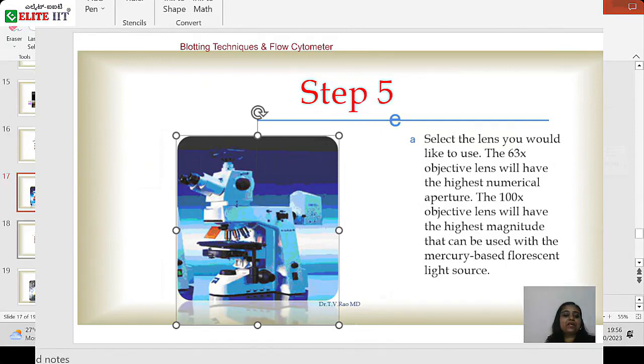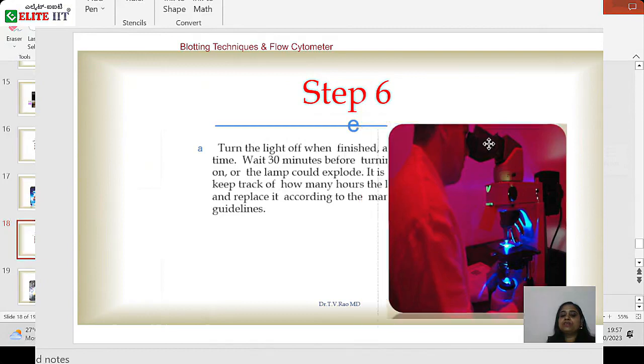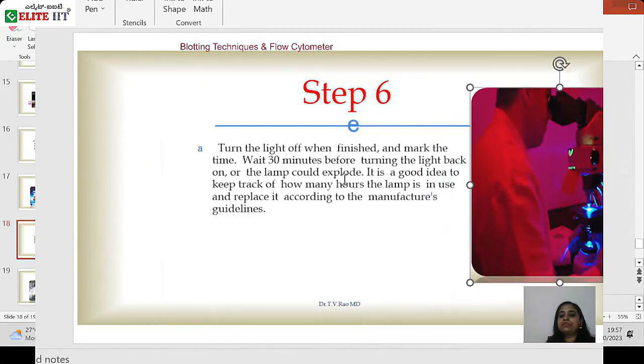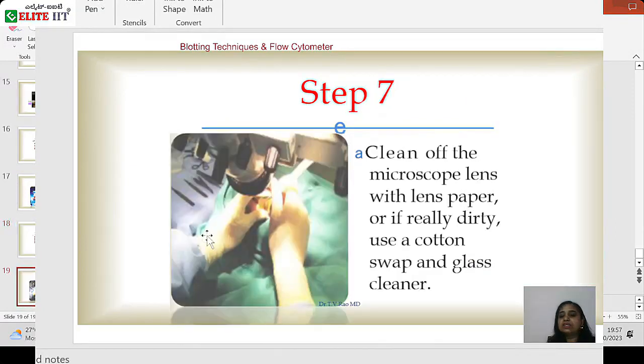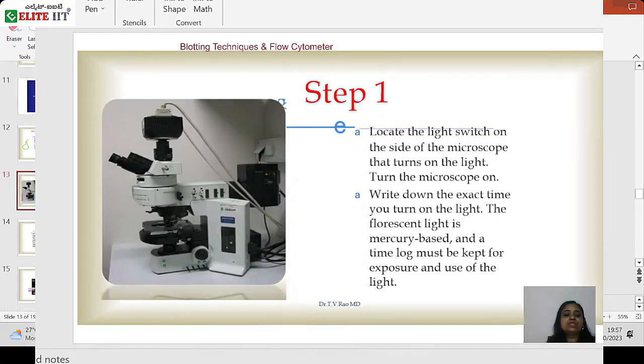Now turn the light off when you finish. Wait 30 minutes before turning the light back on or the lamp could explode. It is a good idea to keep track of how many hours the lamp is used, and replace it according to the manufacturer's guideline. Then clean the microscope lens. These are the basic things; you don't have to understand the methods given here. Very simple things are given, nothing else.